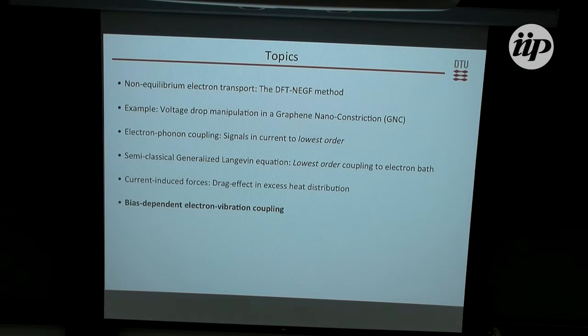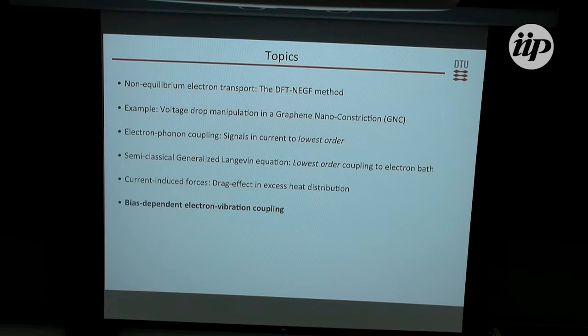Okay, the last thing I want to discuss is going back to the non-equilibrium electronic structure. Actually, in all this I've shown, we didn't take the bias into account in the Hamiltonian or in the electron-phonon coupling. This is one extra complication, and I'm going to show that in some cases this could be important.